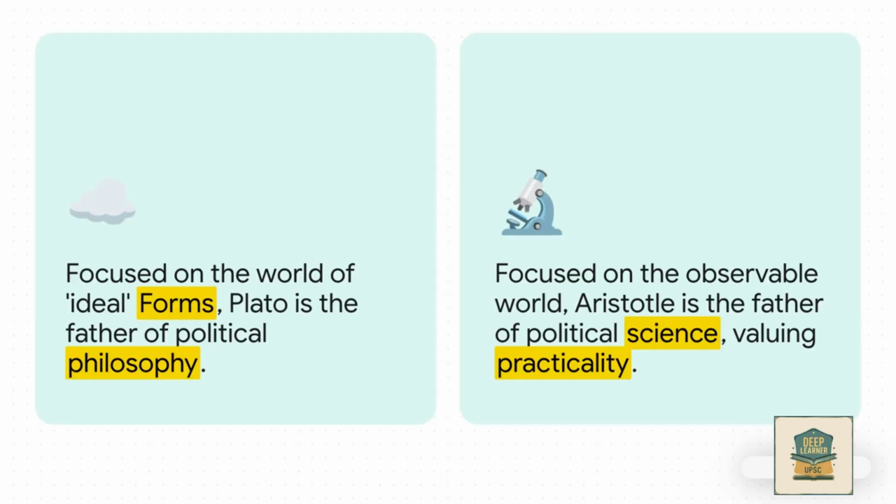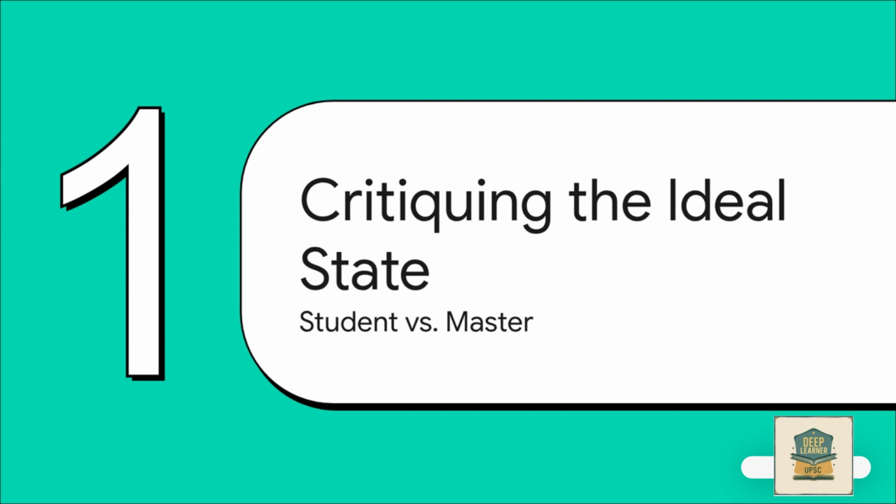Okay, let's really get into this, because this slide is the key to everything. On one hand, you have Plato, the idealist. He was totally focused on these perfect abstract forms, like the ideal version of a state that could only exist in your mind. But Aristotle? He was a hardcore realist. His whole approach was basically, hang on a second, let's look at what's actually happening in the world. He believed true knowledge comes from observation. And that one simple difference is why we call Plato the father of political philosophy, but Aristotle, he's the father of political science.